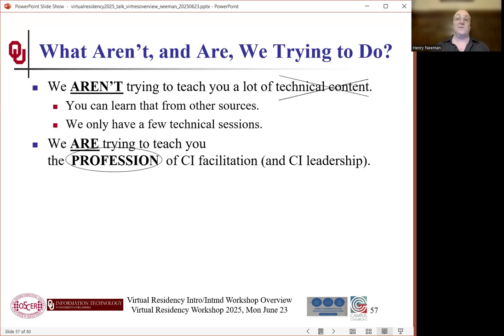And there's a very simple reason why. There are others who are teaching technical content and doing a great job at it. If we teach technical content, or at least primarily technical content, then A, we're competing with people who are already doing a great job, and B, we're not adding a lot of value. So rather than do that, we are going to focus on the profession of CI facilitation, how to be a CI facilitator, what skills, and especially what professional, interpersonal, soft skills do you need in order to be effective at this work? And we're going to start that with our second session later this morning.